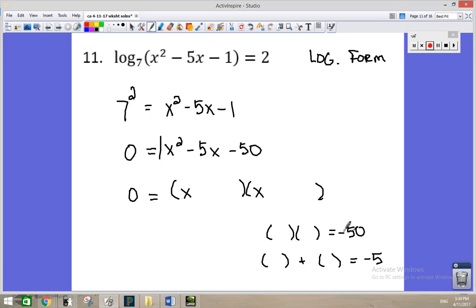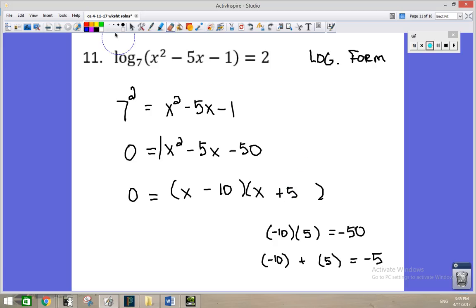Since their product is negative, one of these numbers is going to be positive and one is going to be negative. The one that's larger in magnitude is going to be the negative number because the sum is negative. It probably doesn't take people very long to recognize that a negative 10 times a positive 5 multiplies together to give you negative 50, and a negative 10 plus 5 adds together to give us negative 5. So we found the two numbers pretty easily.